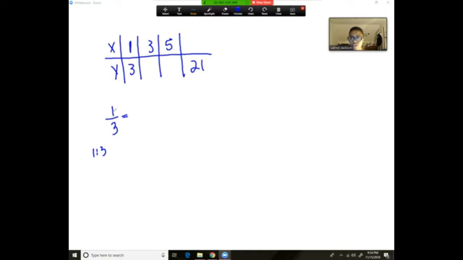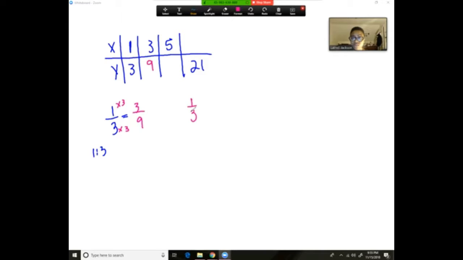So 1 over 3, and our next fraction is going to have a 3 in the numerator. What's the denominator? So what do we do to get from 1 to 3 using multiplication? We multiply by 3. 1 times 3 is 3, so we got to do the same to the bottom in order to have an equivalent fraction. 3 times 3, that's 9. So that's what goes right here.